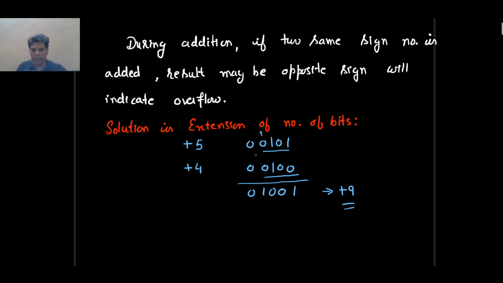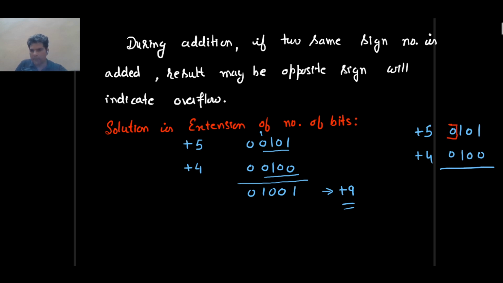So if two same sign numbers, what is the meaning of same sign number? Here, plus 5: what is plus 5? That is 0101. Okay, plus 4 is 0100.